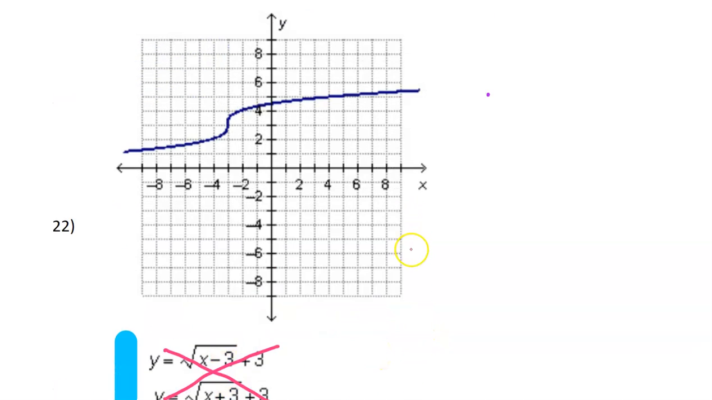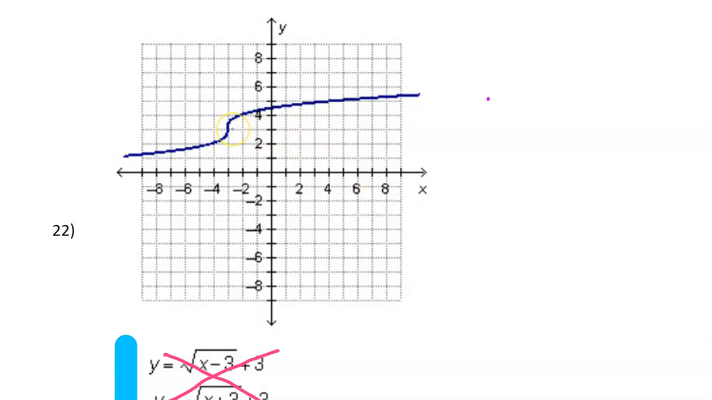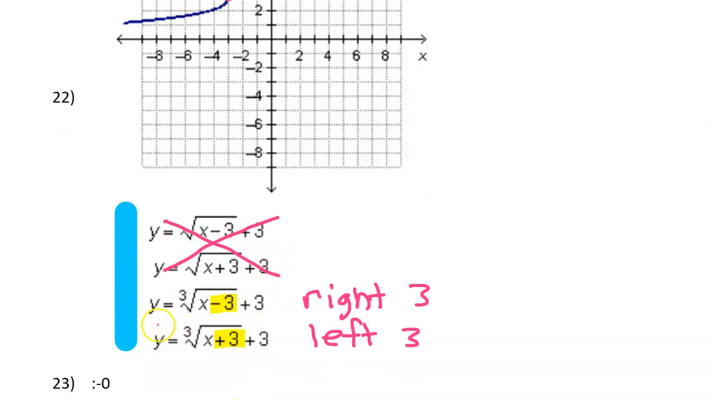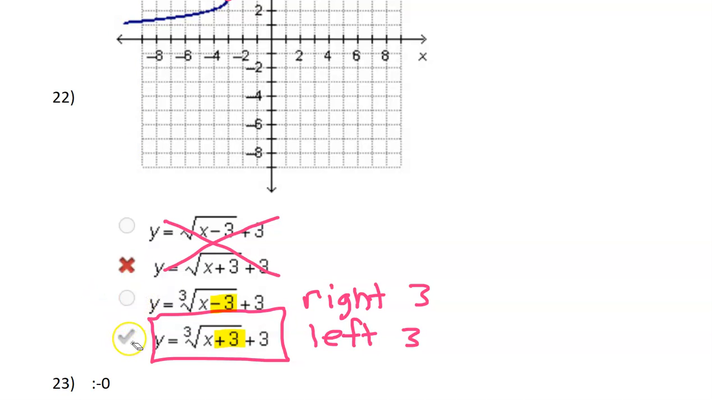So compared to the parent function, is this graph shifted to the left or to the right? Obviously, it's here to the left. It started out at the origin, it moved up 3 and to the left 3. So that means that the last equation is the one that fits. Bam! Check it out.